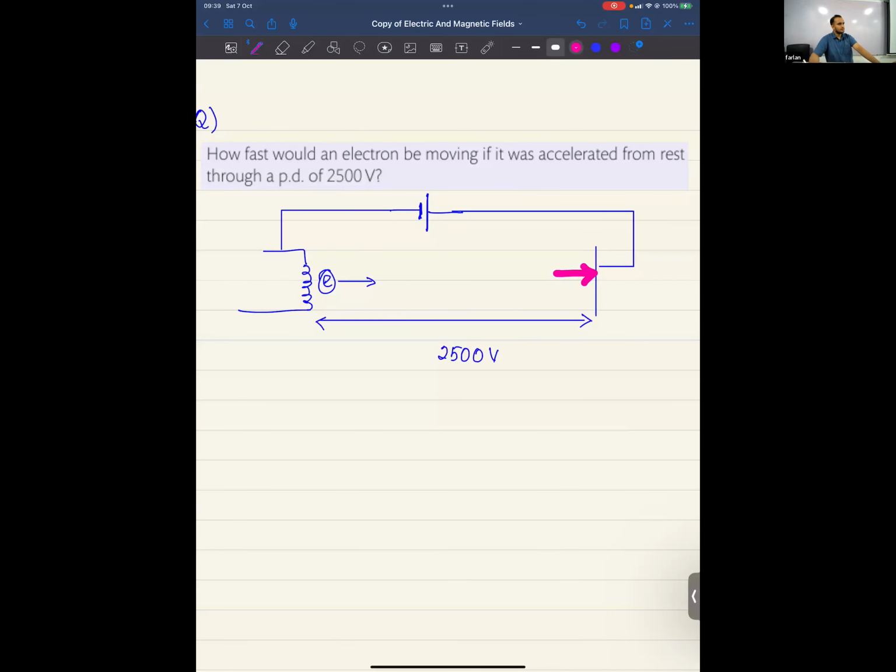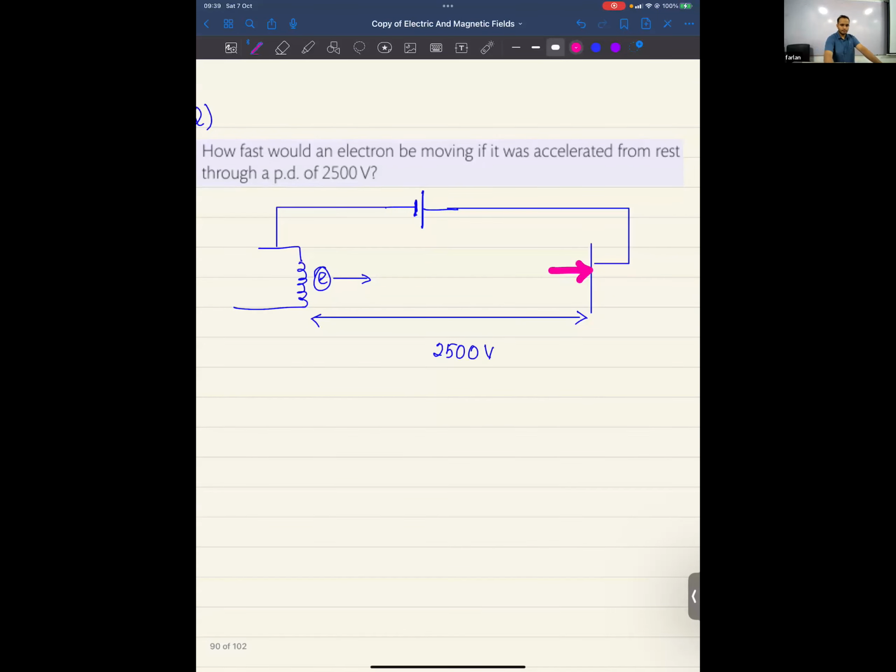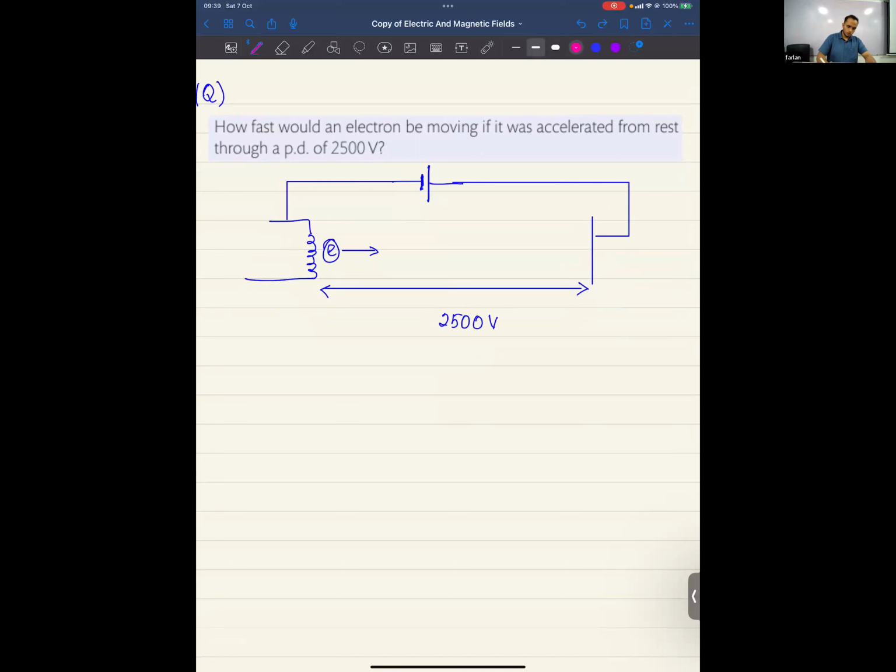Do you understand the question? Agreed? Fine. So guys, now there is an electric field between these two, where the potential difference is 2500 volts. But I don't know the distance between them, so I can't find the electric field strength. But I can find the energy that this electron will get when it passes through a voltage of 2500. So the electrical energy it is getting is E equals VQ, potential difference times charge. So the potential difference is 2500.